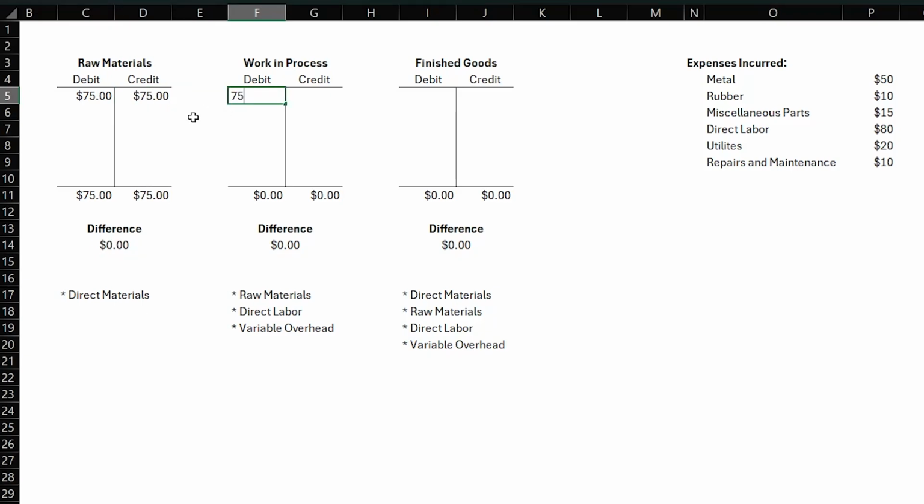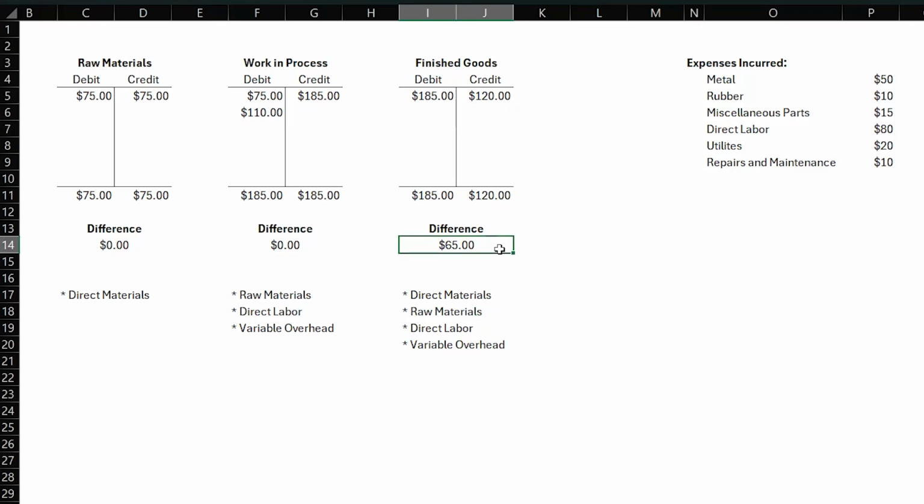Let's then assume we spend $80 on direct labor, $20 on utilities, and $10 on repairs and maintenance. We would debit all these expenses as well, as they are increasing the cost of inventory. When the inventory is finally complete and ready to be sold, we would credit that amount and simultaneously debit finished goods. Let's go ahead and assume that of the $185 of inventory, we sell $120 worth of it. We would then credit finished goods for $120, with the remaining $65 still waiting to be sold.